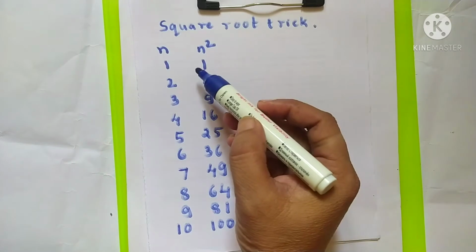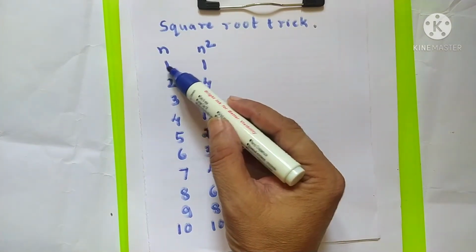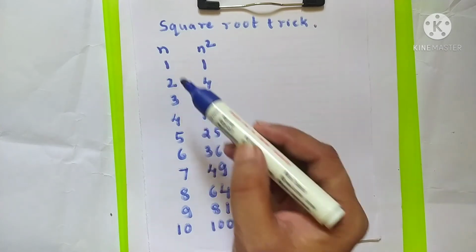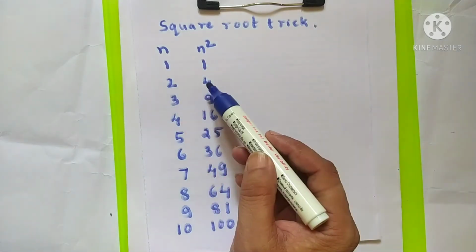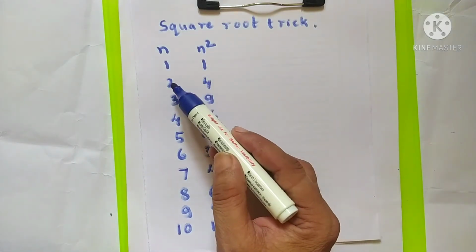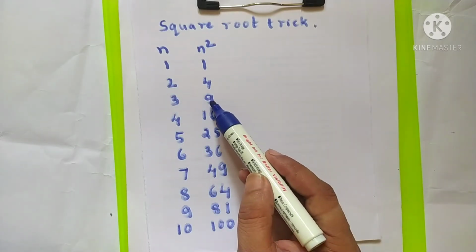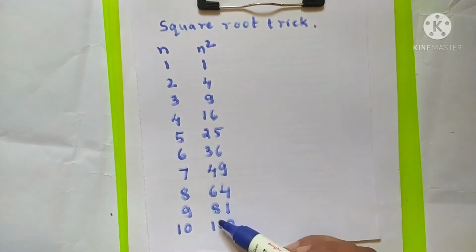See here, square of 1 is 1, it means square root of 1 is 1. Square of 2 is 4, it means square root of 4 is 2. Square of 3 is 9, it means square root of 9 is 3, and so on.